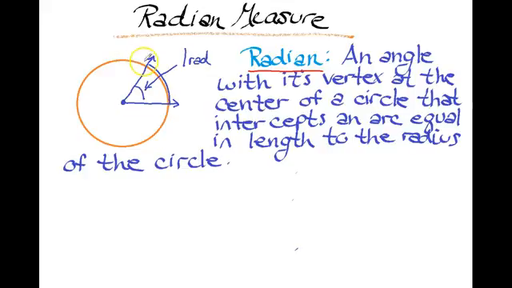If we continued to lay that radius across our circle, this angle from standard position here would measure 2 radians. If we continued to lay it across our circle again, it would end up something like this, and from standard position, that would be 3 radians.